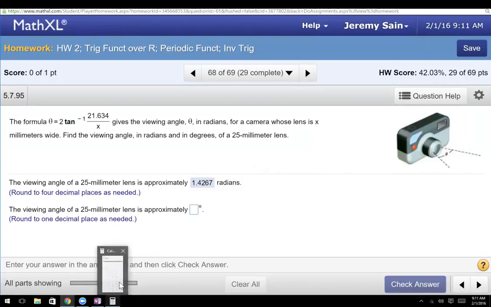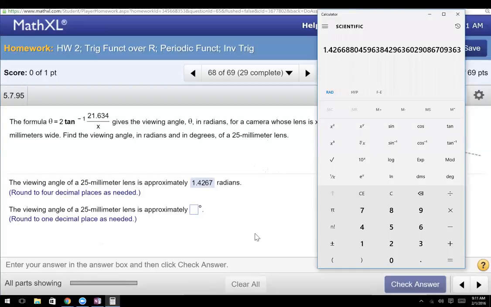Okay, and then you could redo it, or if you want to get from radians to degrees, there's 2 pi radians in a circle, there's 360 degrees, so divide by 2 pi times by 360. Or same thing, you could just times by 180 and divide by pi. To 1 decimal place, 81.7.